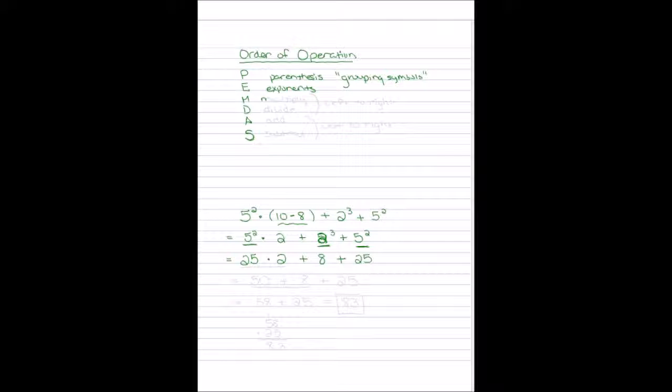Next in my order of operation, I have multiplication and division. So multiply and divide. So I put these two together like this because if you ever have a problem where you have multiplication and division at the same time, you always want to go from left to right when you're working those problems. So in this case, the example that I'm doing, we have only multiplication, so let's go ahead and multiply 25 times 2, which is going to give you 50. And there's no division, so you don't have to worry about that.